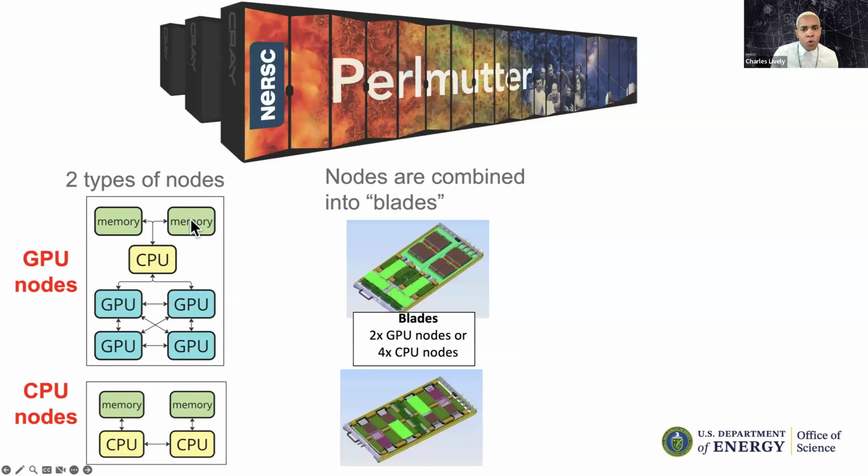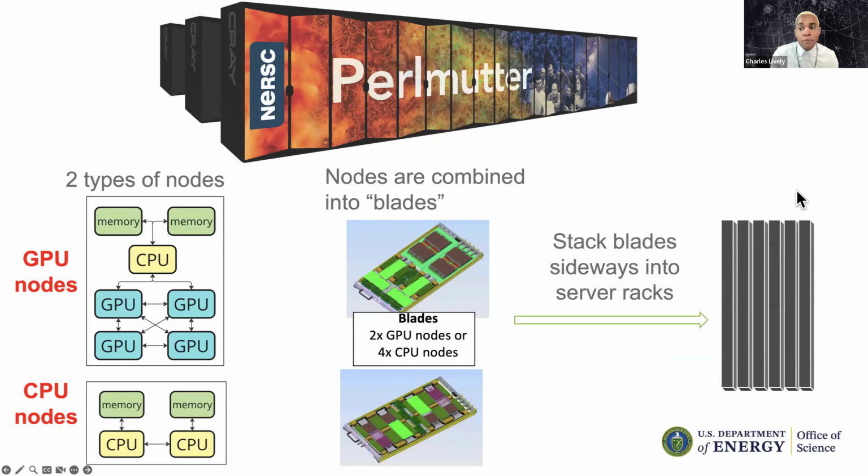And so one thing that you want to keep in mind is that these are combined into different blades. Each blade can have two GPU nodes or four CPU nodes. And then what we also want to consider is that those are stacked into racks. Each blade is stacked sideways, and those become our server racks that you essentially are able to access.